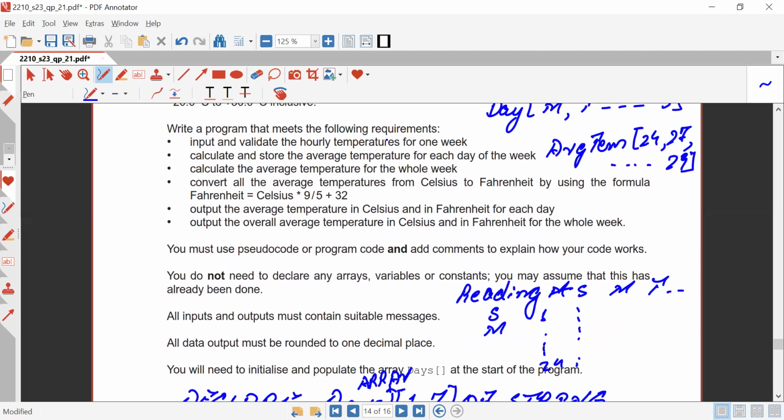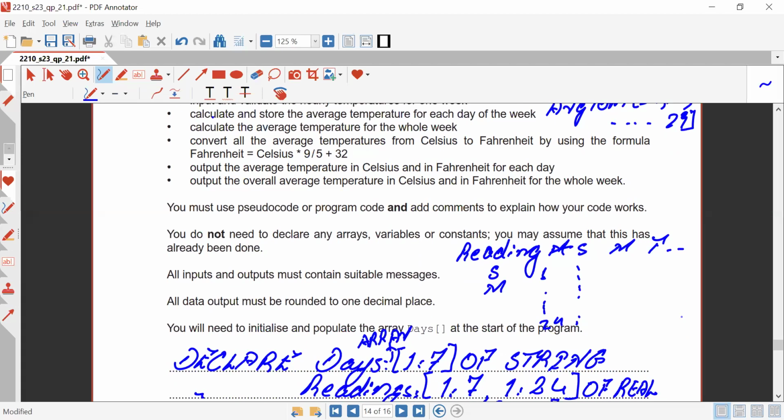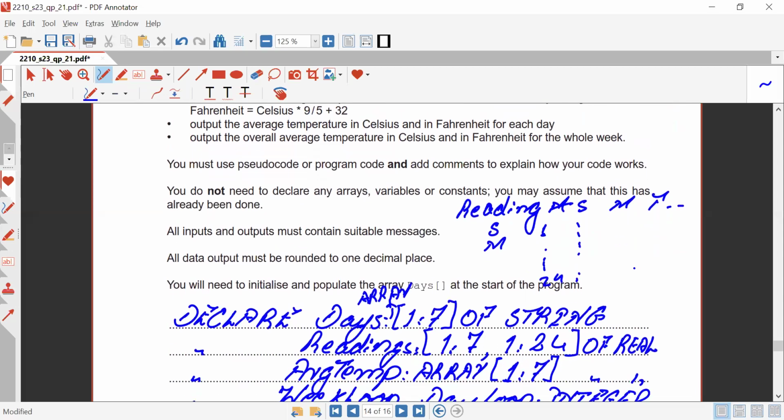Input and validate. We have done this. Calculate and store the average total temperature for each day. Average temperature for the whole week. We haven't done this till now. Okay. We need to do it now. So right now we have done with this part and we haven't converted the thing. So we will be doing that part as well.